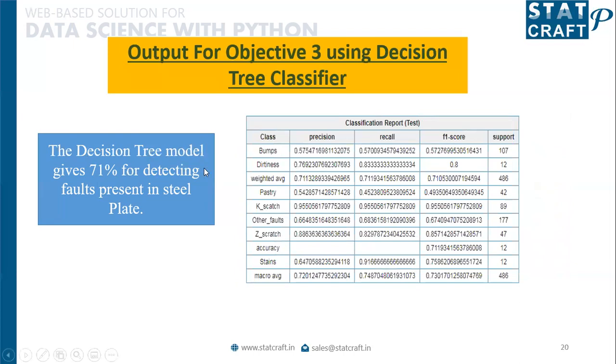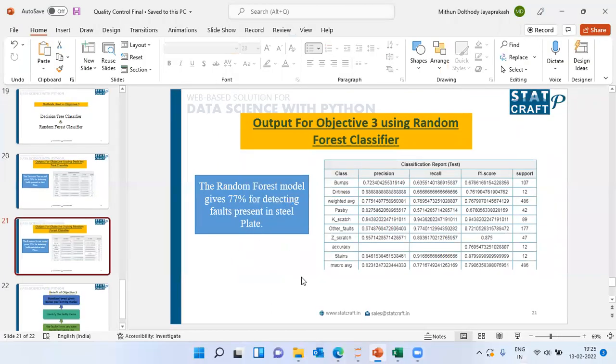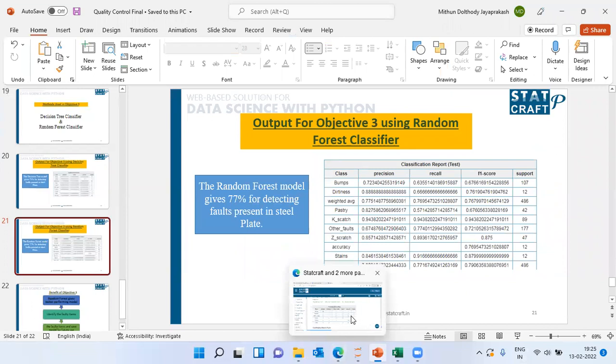The first output corresponds to the decision tree. The second output corresponds to the random forest. We have not yet run a random forest classifier to interpret this particular output. Let me show you how the random forest algorithm works.